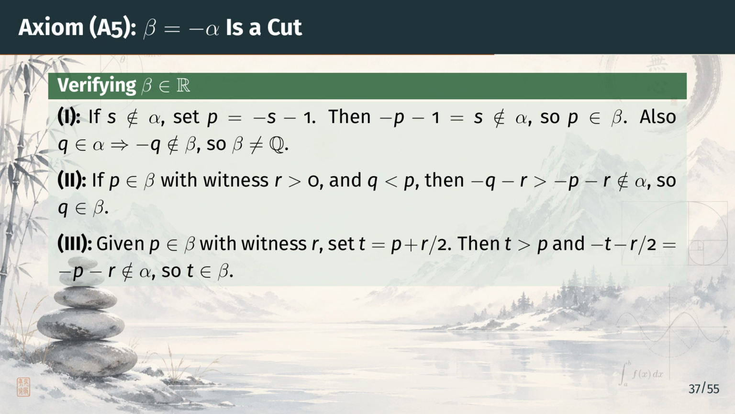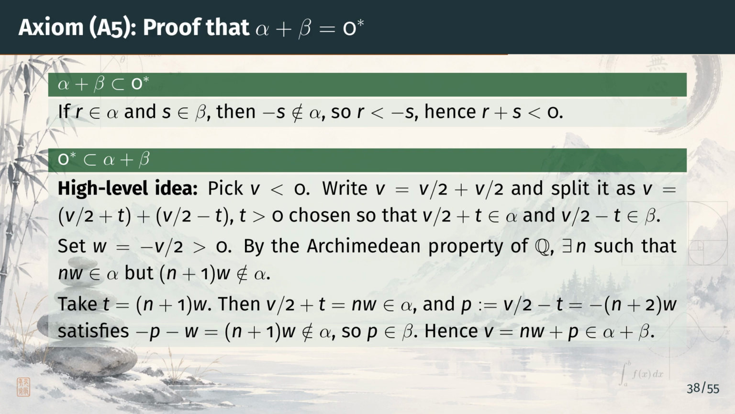For property 2, if P is in beta and Q is less than P, then minus Q is greater than minus P, so the same witness R works for Q. For property 3, given the witness R, we take T equals P plus R over 2, which is strictly greater than P and still in beta with witness R over 2. Now we must show that alpha plus beta equals 0 star. We show alpha plus beta equals 0 star in 2 parts.